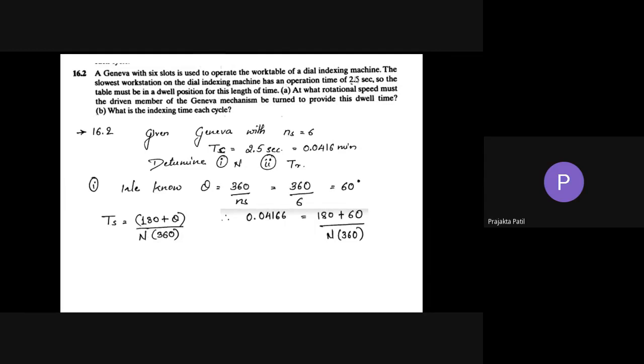Because here it's clearly given that the slowest workstation on the dial indexing machine has an operation time of 2.5. So the table must be in dwell position for this length of time. When it is said dwell position, what does it mean? It is actually getting serviced or processed. So 2.5 seconds is the service time, or processing or dwell time, that is given. So this is TS, not TC. Please change it.